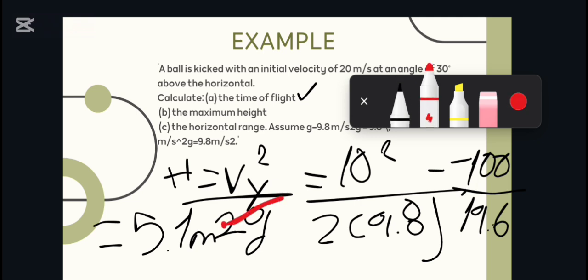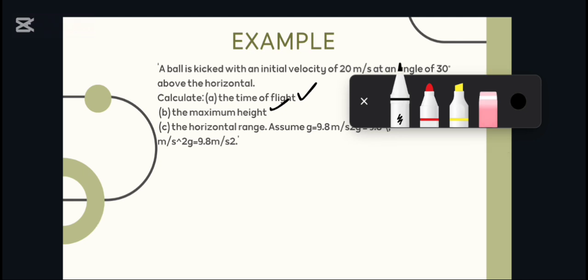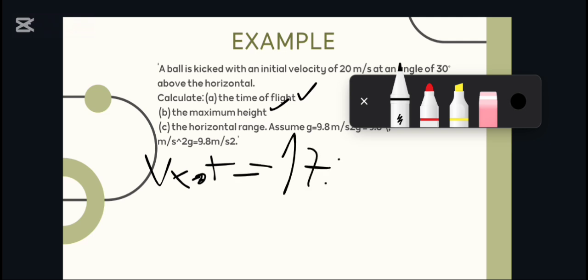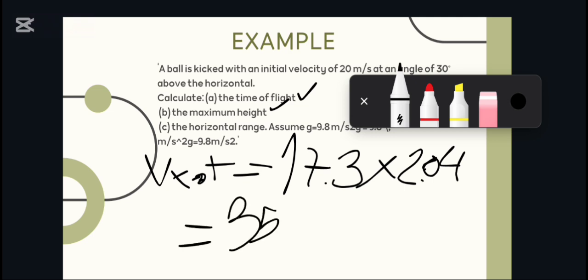We have the maximum height. Perfect, horizontal range. How do we find that? Well, it is the velocity on x times time. Velocity on x, that is 17.3, times time, that is 2.04. We put all this in the calculator and we have 35.3 meters. Perfect, we have the horizontal range.